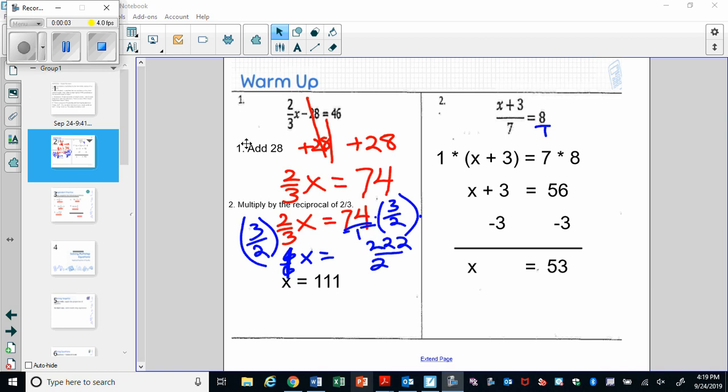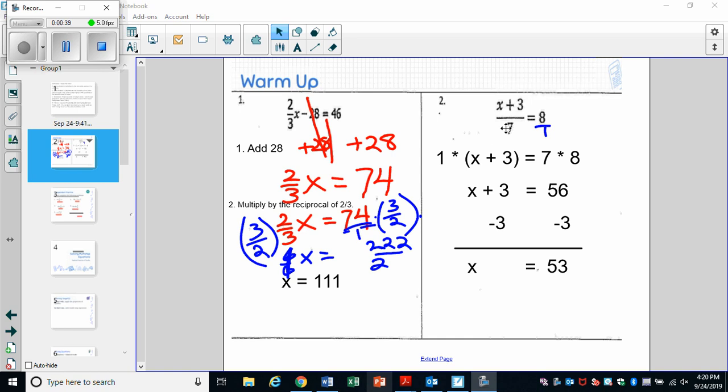Warm-up activity number 1. First, we add 28 to both sides. Then we multiply by the reciprocal of 2 over 3, which is 3 over 2. Notice on the left side would be 6 over 6, which just becomes 1. 74 times 3 on the right side becomes 222. 1 times 2 is 2. So 222 divided by 2 gives us a total of 111.